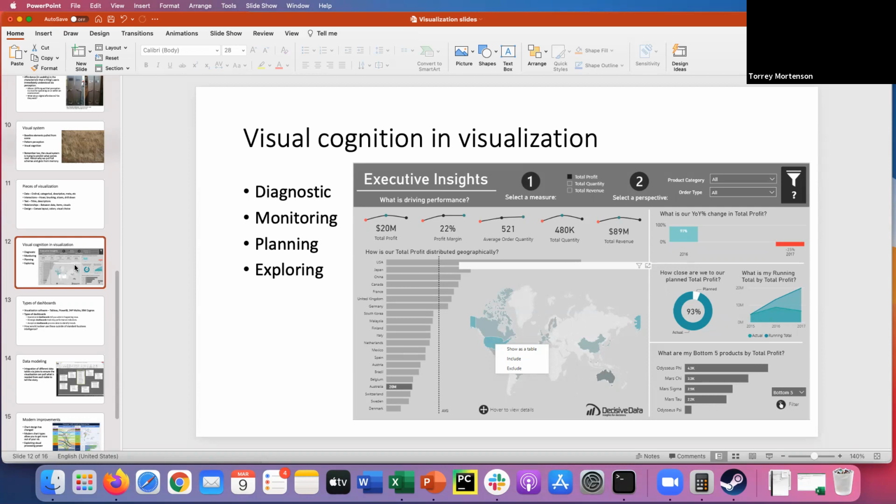Planning, so the interactability of visualizations enables you to sometimes forecast or explore different data scenarios and make plans or adjustments from that. And then exploring, so sometimes people will get to visualizations and they truly just want to explore. They want to click around and get a feel for the data. Visualizations are highly, highly powerful when used for exploratory data analysis. It's a quick way to make sense of your data analysis.